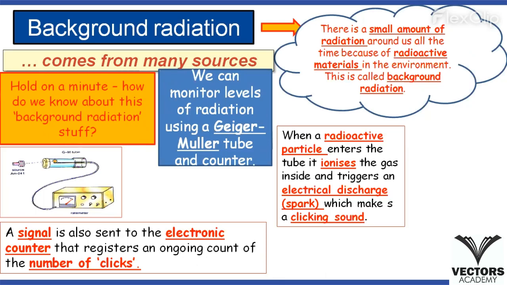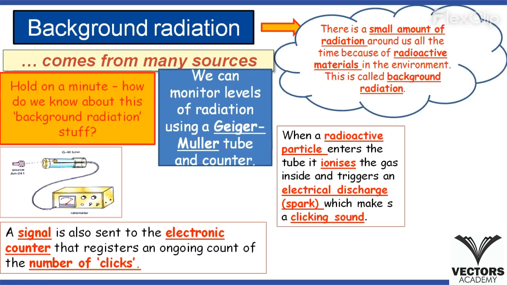Background radiation. When we talk about radiation, there's always some amount of radiation around us at all times because of radioactive material in the environment. This kind of radiation is called background radiation, which comes from various sources. Now, what is this instrument which we are going to study? This is called a Geiger-Muller tube or counter tube.